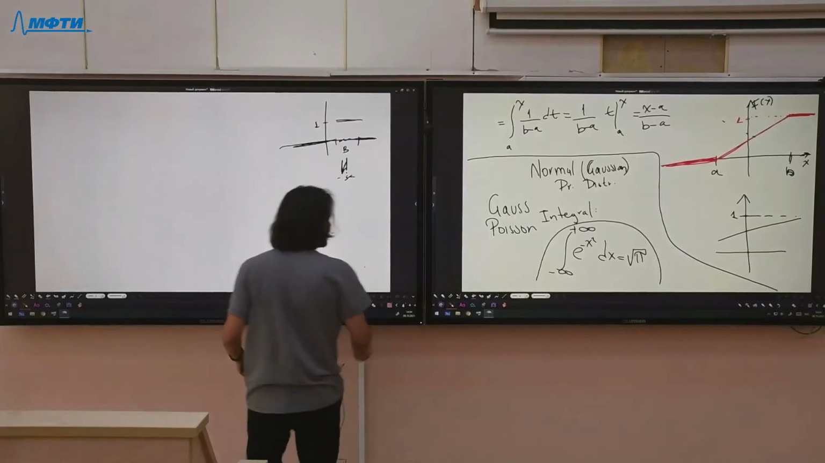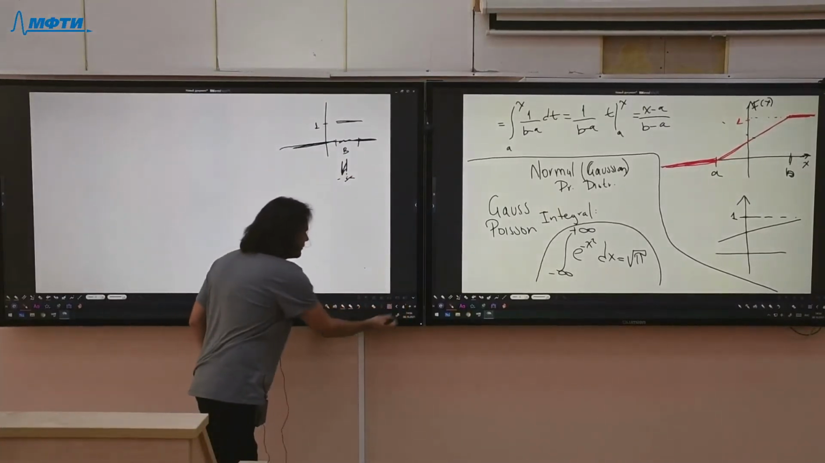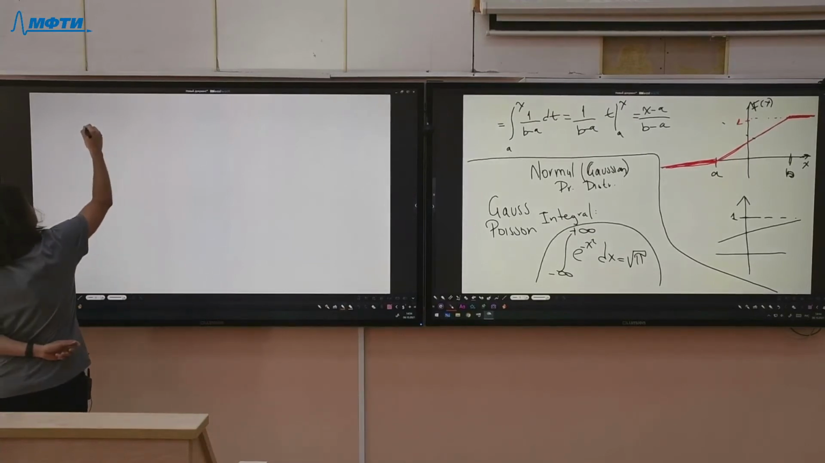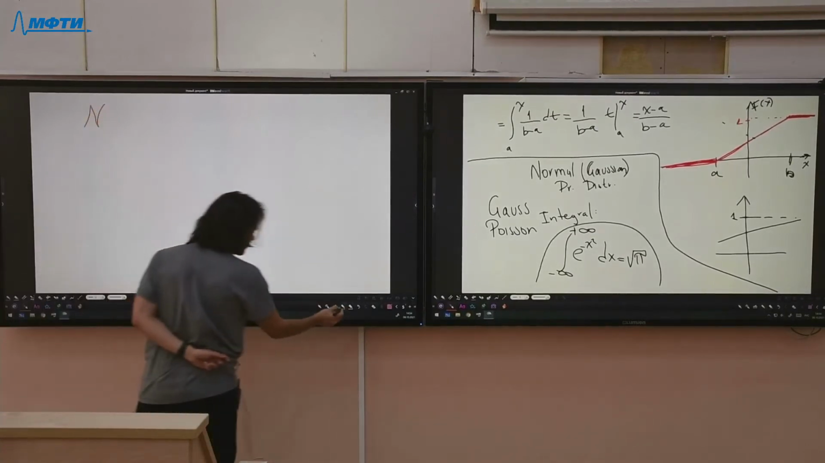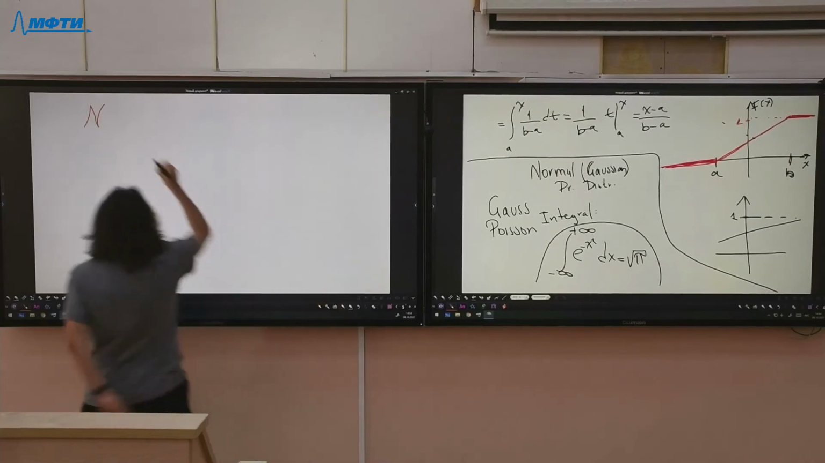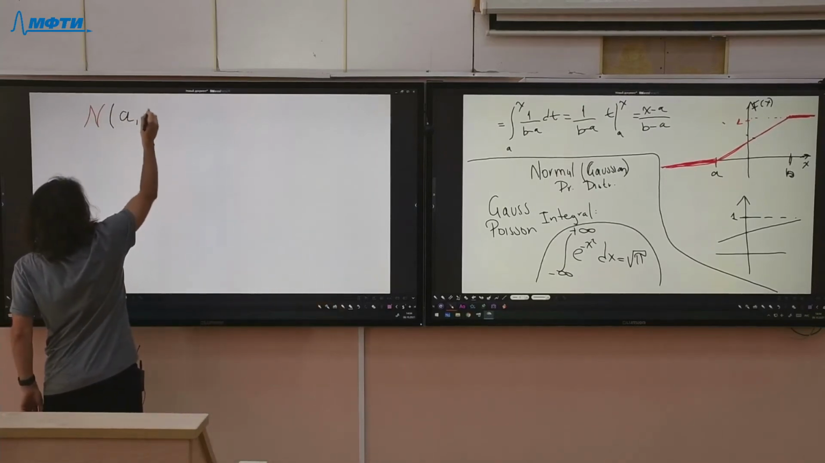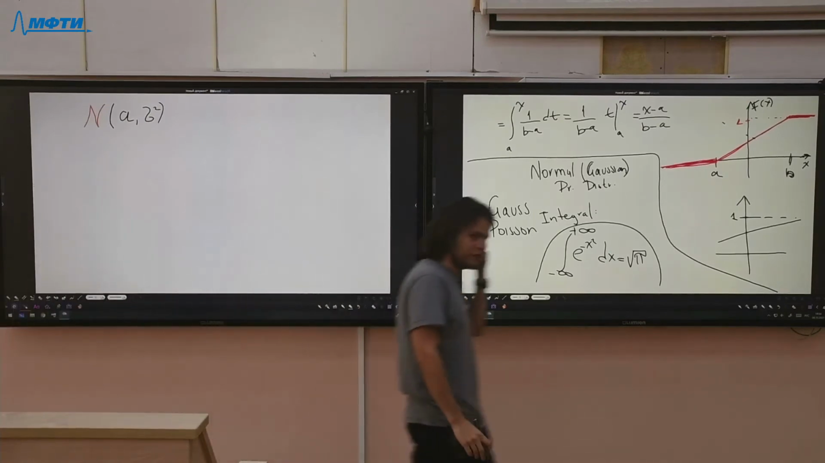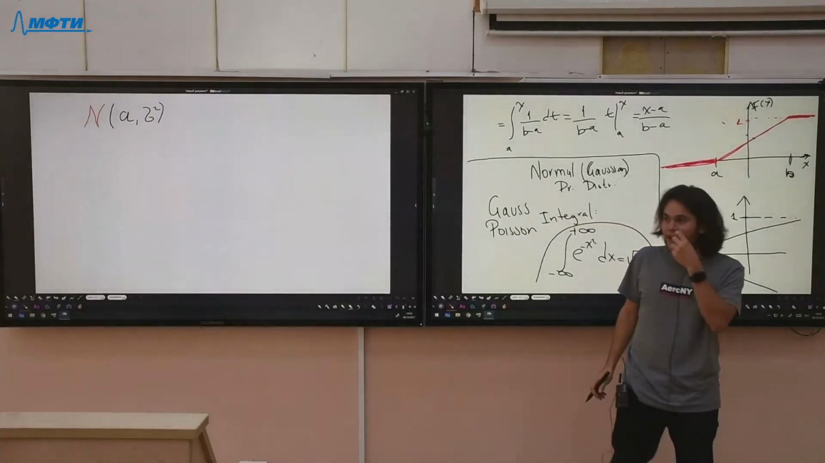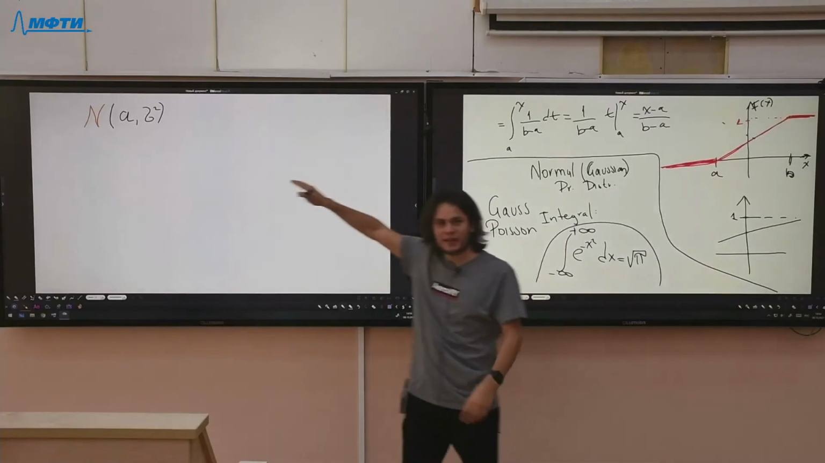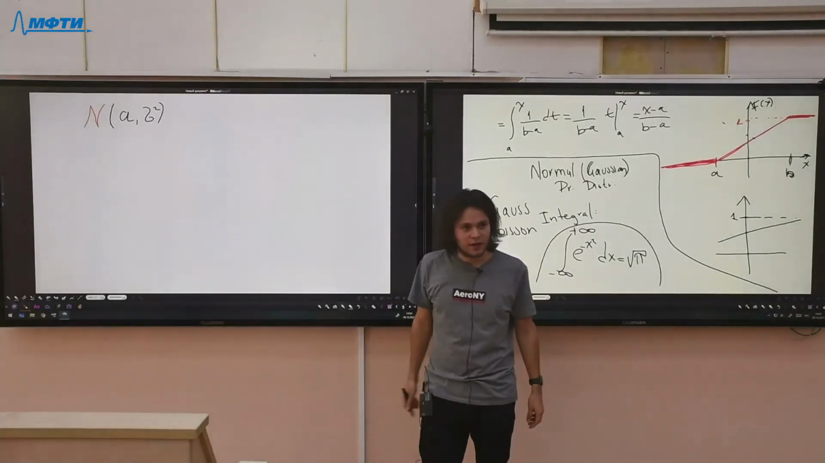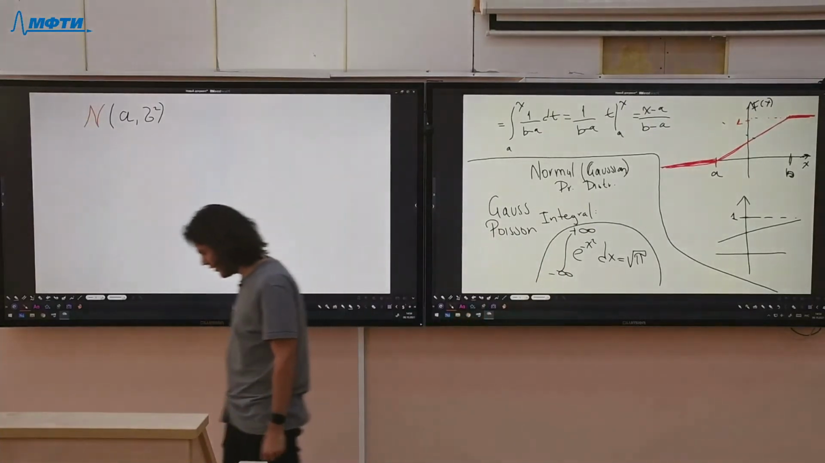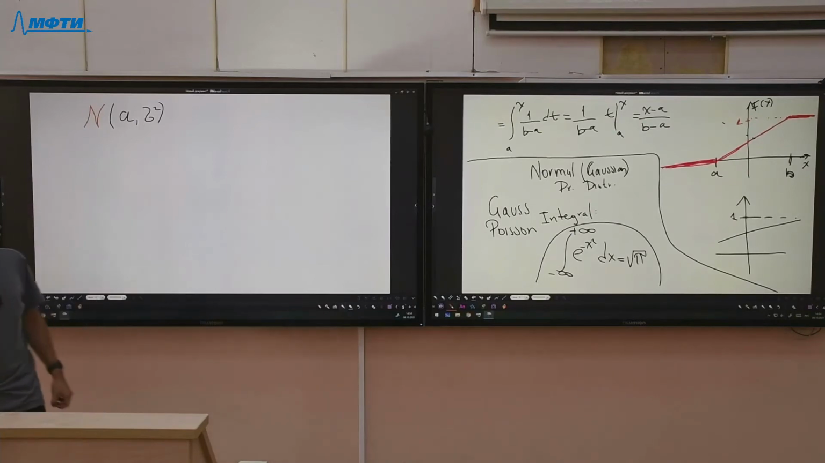Let me show you that. So what is the normal distribution? So we denote it like this: N of a and sigma squared. So a normal distribution has 2 parameters, a and sigma squared. And later we will see that a is just the expected value of this random variable, and sigma squared is just the variance. Okay.